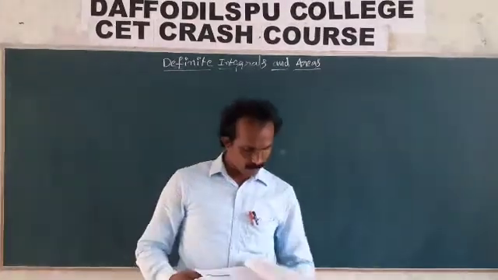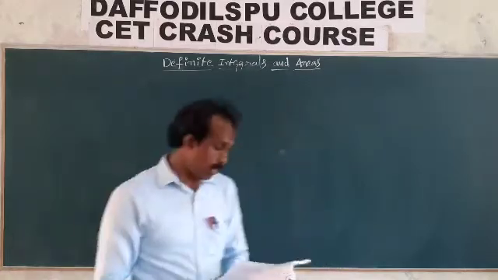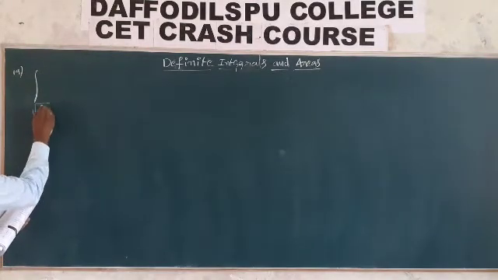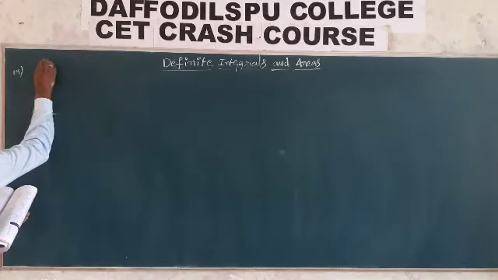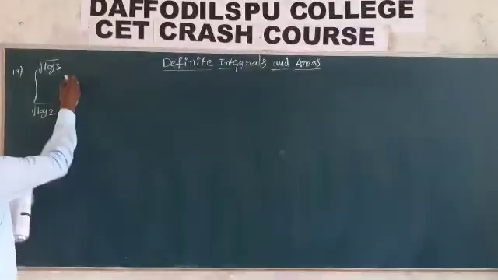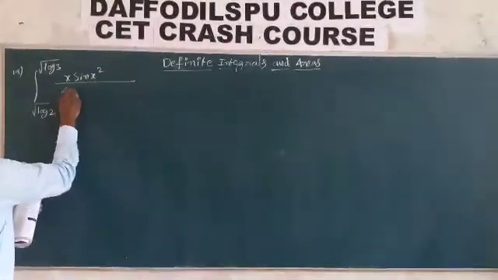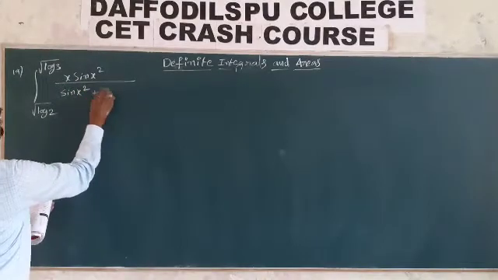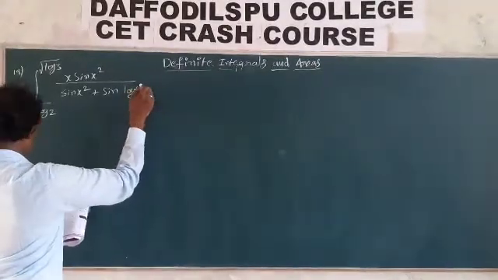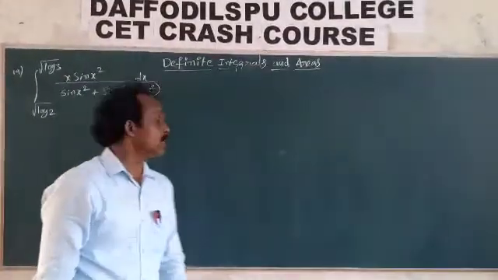Next up, question 19. The value of the integral from root ln 2 to root ln 3 of x sin x squared divided by sin x squared plus sin of (ln 6 minus x squared) dx.